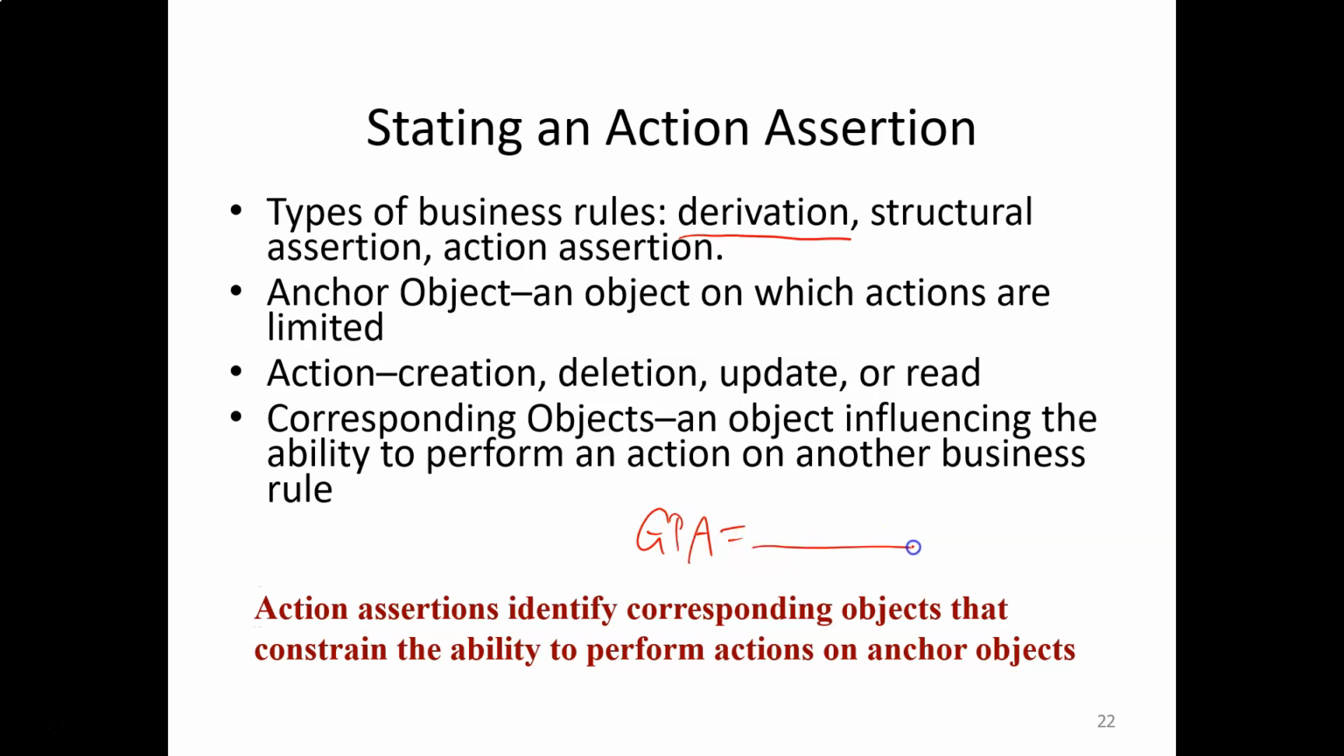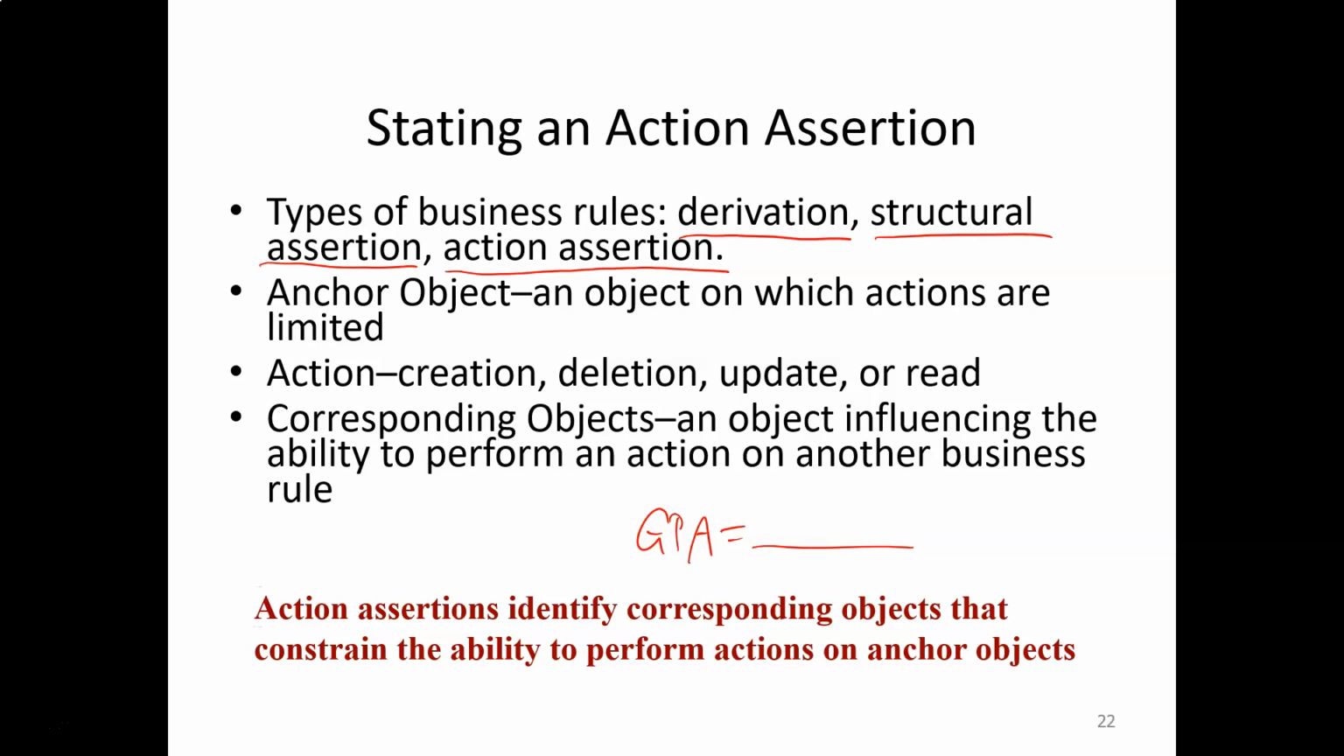The second type of business rule is called structural assertion, a rule expressing static structure including attributes, relationships, and the definitions. Attributes, relationships, entities, data definitions, these are all examples of structural assertion. Then the third type of business rule is called action assertion. And these are rules expressing constraints or control of organizational actions.